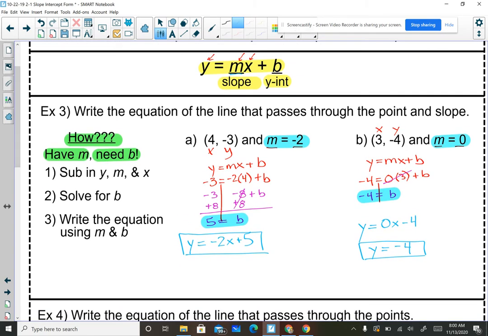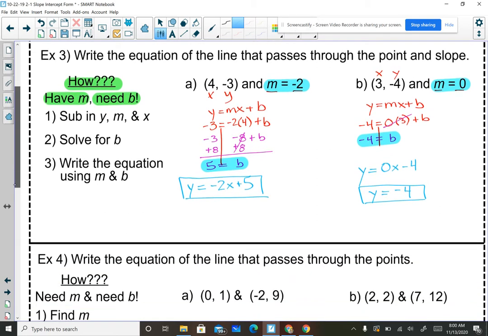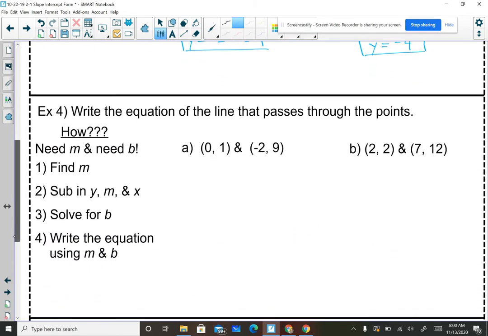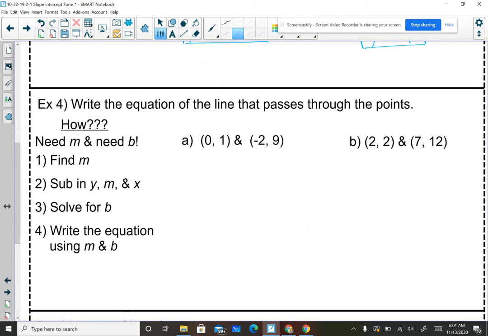All right, so hopefully that makes sense. If not, watch it again. All right, these are two pretty simple problems. Now example 4 is really similar. They still want you to write the equation of the line, but now instead of giving you a point and a slope, they give you 2 points.